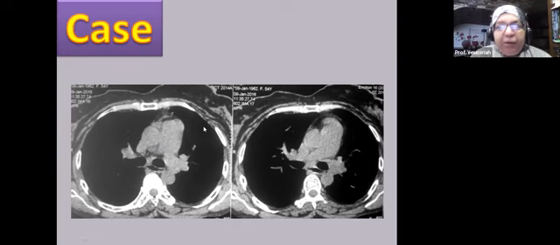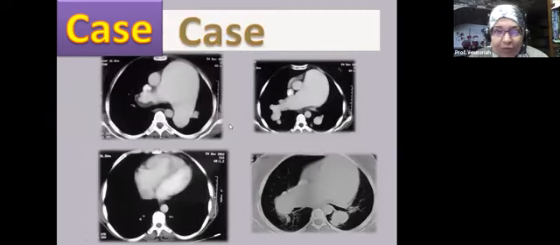The caliber of the main pulmonary artery is less than 29 millimeters. However, if you see the main pulmonary larger than the ascending aorta, it's a CT sign that suggests pulmonary hypertension, with a sensitivity and specificity up to 100%. We should never see a pulmonary artery larger than the aorta.